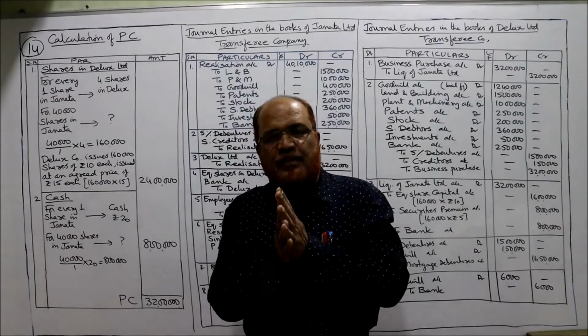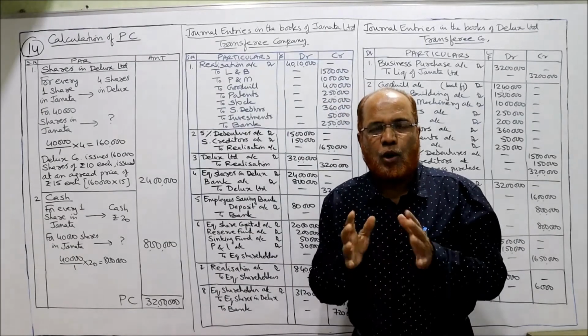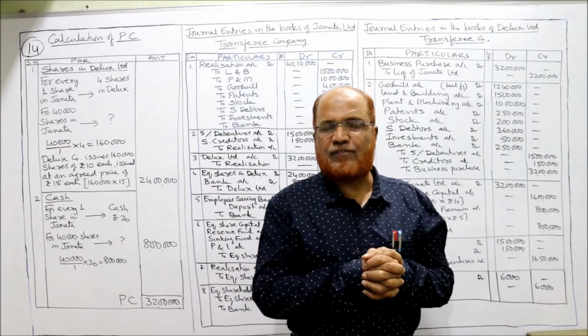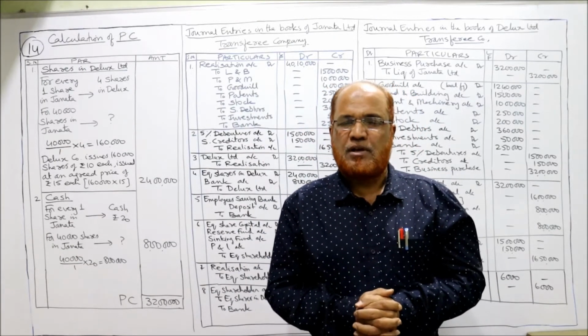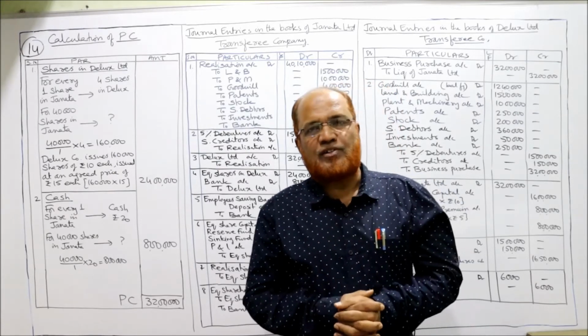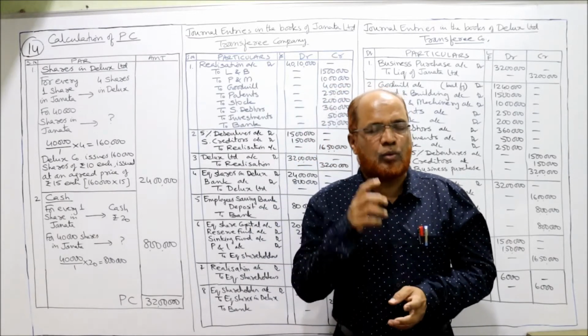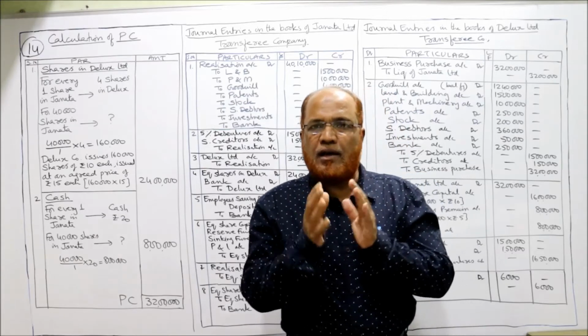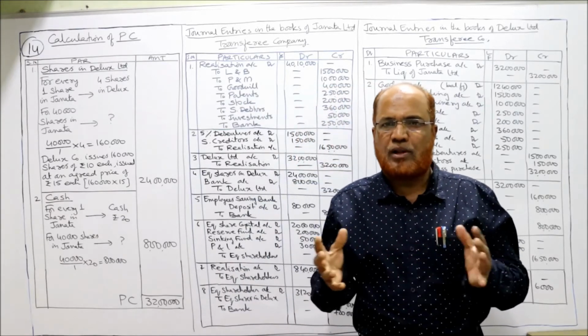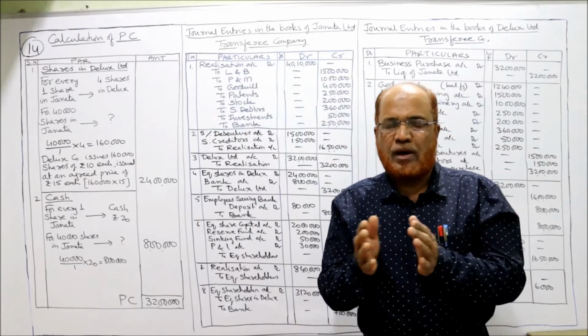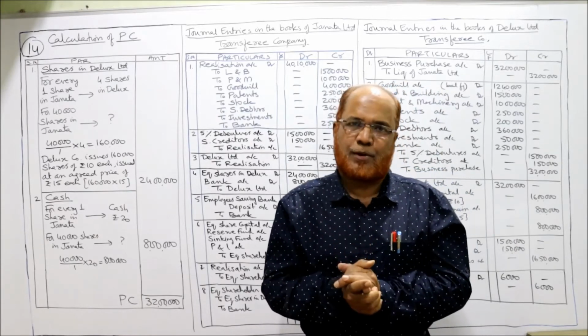So students, we have completed 13 problems. Hope you got a lot of confidence after solving so many problems. And what are the journal entries in the books of the transferor company, transferee company, how to calculate the purchase consideration, all these things we have done. Now we are in the last stage of our problems.